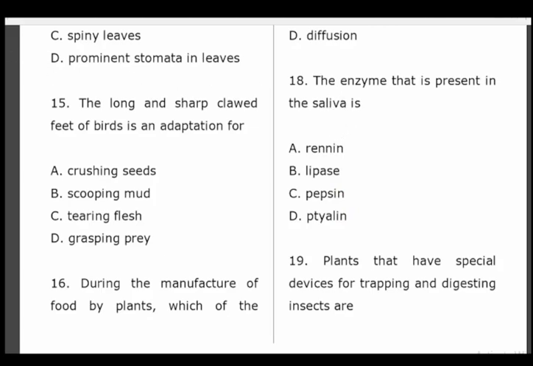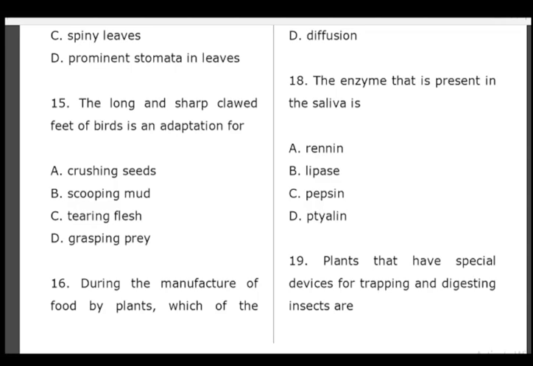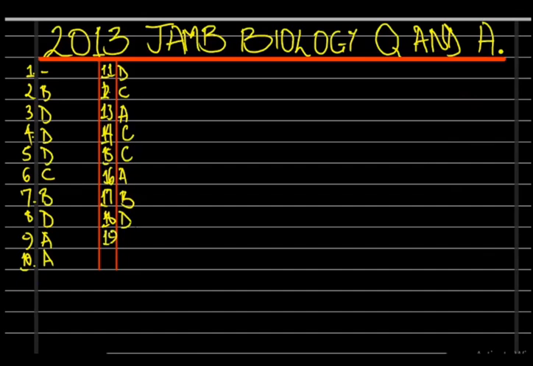And what is the function of ptyalin? Let me put it here. Ptyalin acts on starch. That reaction is actually a hydrolytic reaction. So hydrolysis. Starch is acted upon by ptyalin, converting it to what we refer to as maltose before the food goes down the throat into the stomach to continue its phase of digestion. So the answer there is option D. So we have question 19 now.